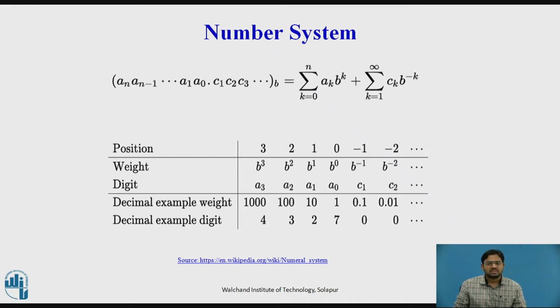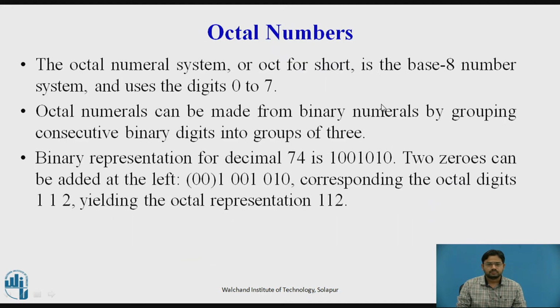There are 10 symbols possible in the decimal number system, that is 0 to 9: 0, 1, 2, 3, 4, 5, 6, 7, 8, 9. So these are the basics of the number system. You can define any number system by using this equation, where this summation is for the integer part and this summation is for the fractional part.